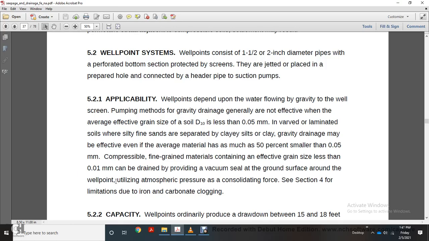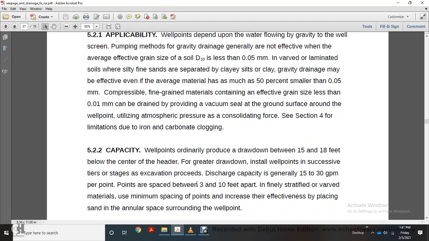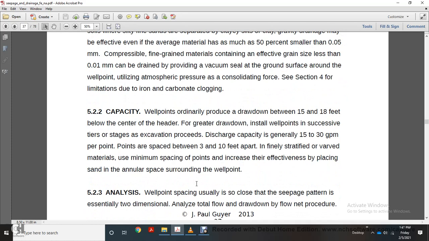Section 4, limitations due to iron and carbonated clogging. Well points ordinarily produce a drawdown of between 15 to 18 feet below the center of the header. The greater drawdown comes with the installation of the well points in tiers and stages as the excavation proceeds. The discharge capacity is generally 15 to 30 gallons per minute per point.